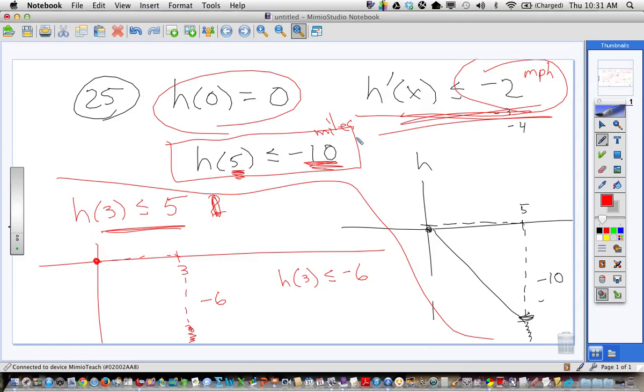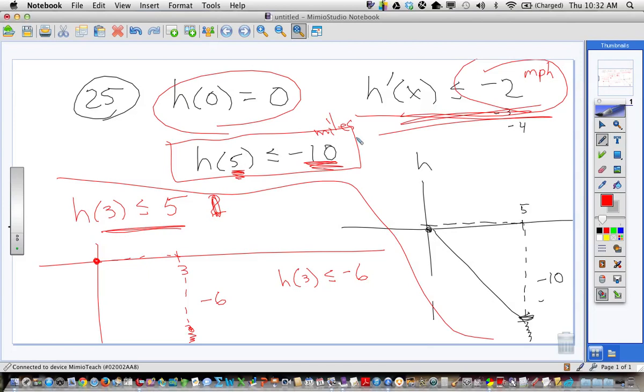All right. So at 5 hours, if they're going 2 miles an hour in a westward direction at least, or faster, then at 5 hours they have to be at least 10 miles west. Okay, so that's an easy one.